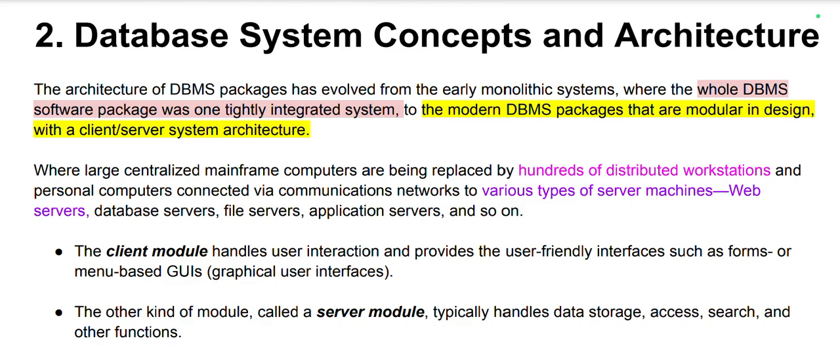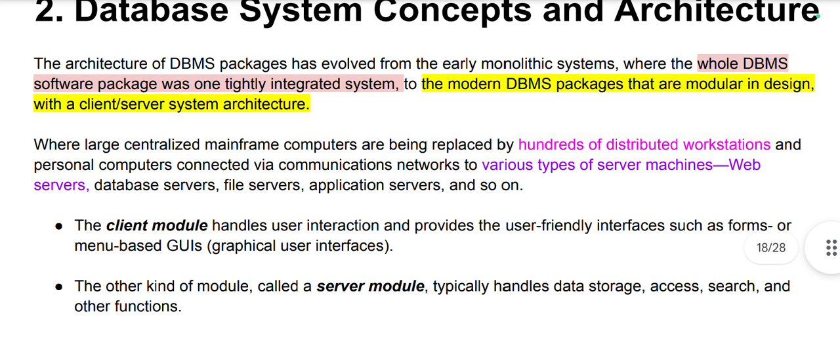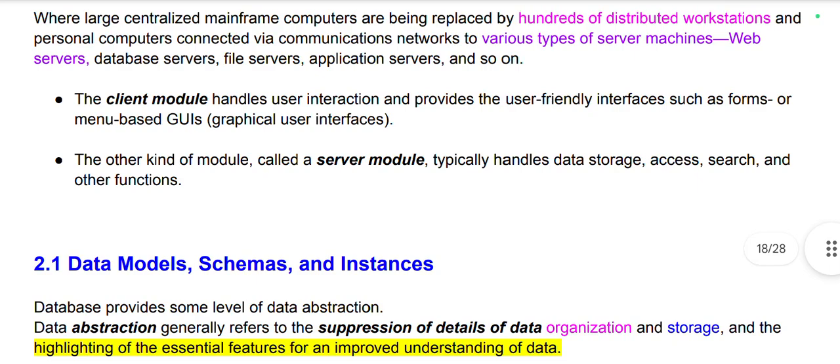The other kind of module is called the server module. This module of the system typically handles data storage, access, search, and other functions. The first module is the client module, which provides a user-friendly interface such as a form or menu-based GUI, graphical user interface, and the other module is the server module that handles storage, access, search, and other functions. There are two modules: client module and server module.